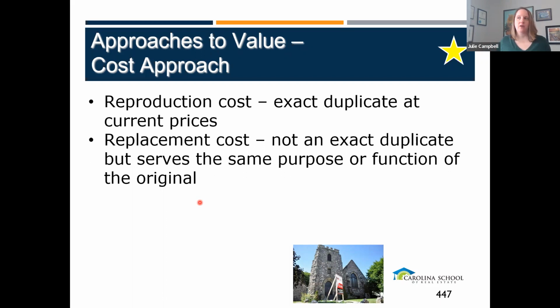Reproduction cost is good for historic buildings. If you were building a house in Old Salem, for example, what would it cost you to build an exact duplicate? Replacement cost is not an exact duplicate, but it serves the same purpose. If you were building a school today, it's still a school, but it's going to have different features than a school that was built in the 60s, right? Schools today are probably wired differently. They have Wi-Fi and all these things that we didn't know about back in the 60s. So it's not a duplicate, but it serves the same purpose.